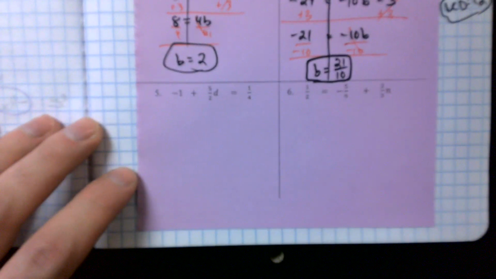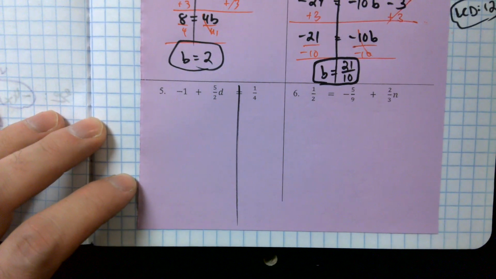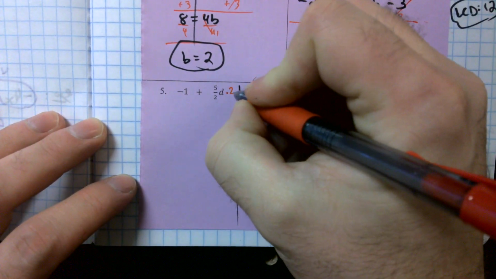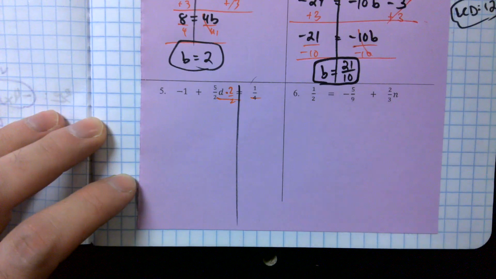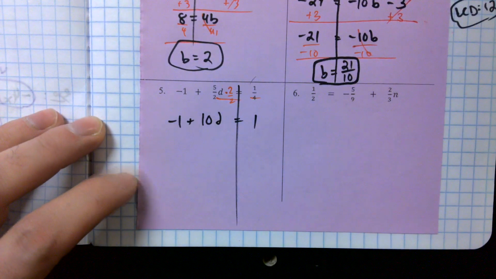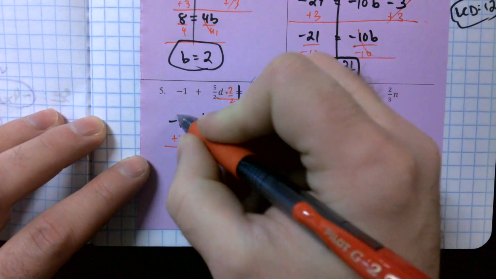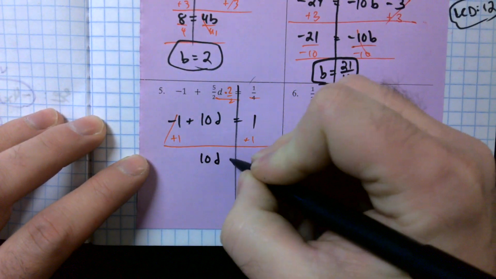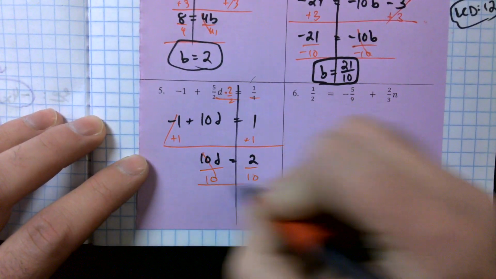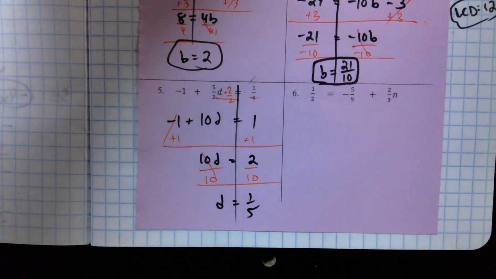All right. Number 5. What's my LCD in number 5? 4. That's right. So I'm going to leave my 1/4 alone. I'm going to hit this with a 2 over 2. 1, 10d, negative 1 plus 10d. I'm going to add 1 to both sides. I get 10d equals 2. Divide both sides by 10. And then what does that simplify to? 1/5. Give me a thumbs up.